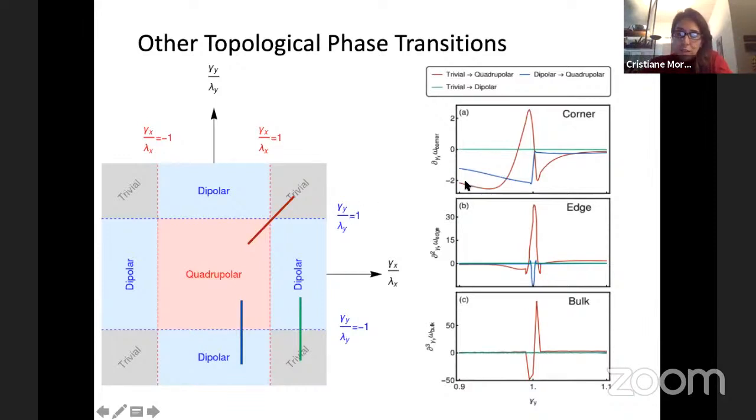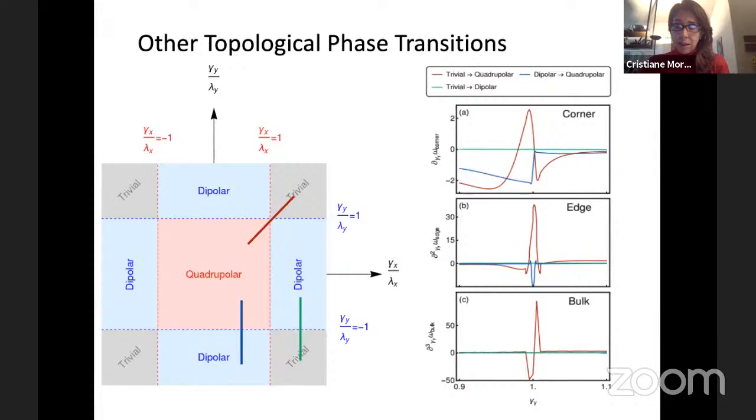So look first at the red ones, the quadrupolar to trivial, that one we have already analyzed. At the corner, I am going to see a peak in the first derivative. At the edge, I see a peak in the second derivative. At the bulk, I see a peak in the third derivative. That's what I have shown you in the previous slide.